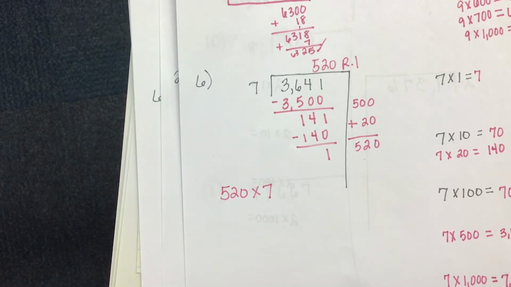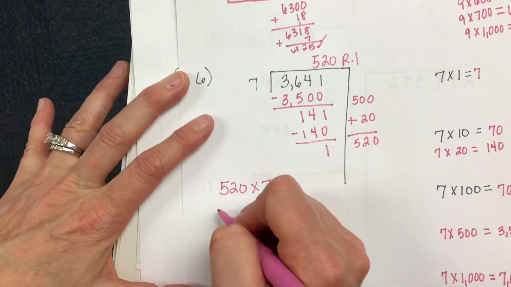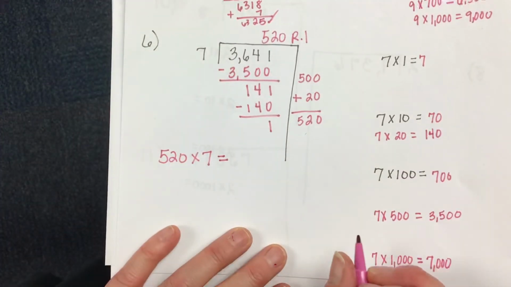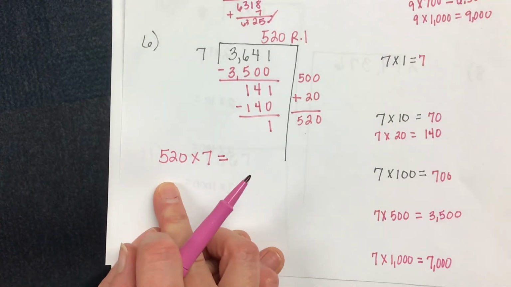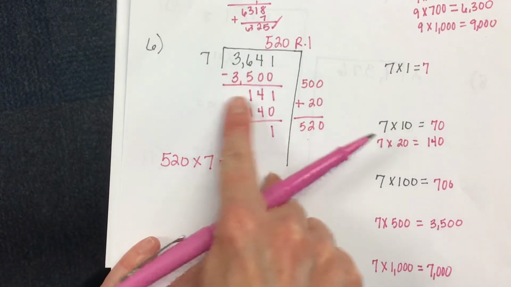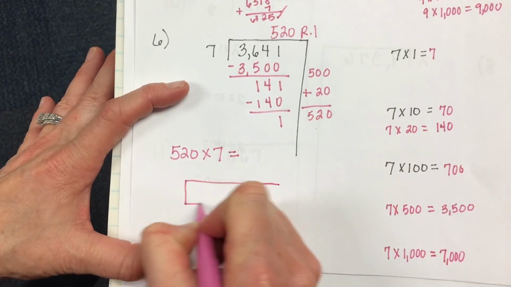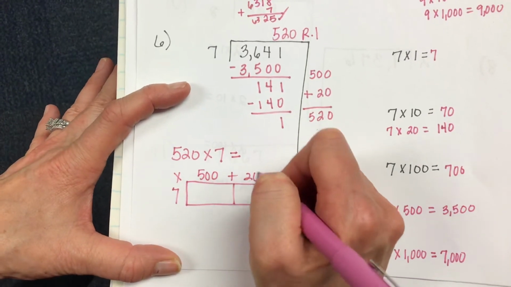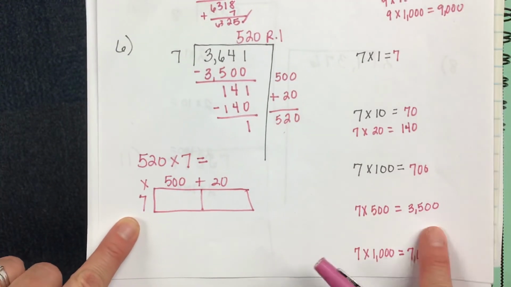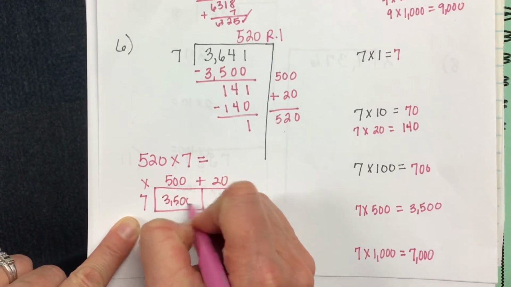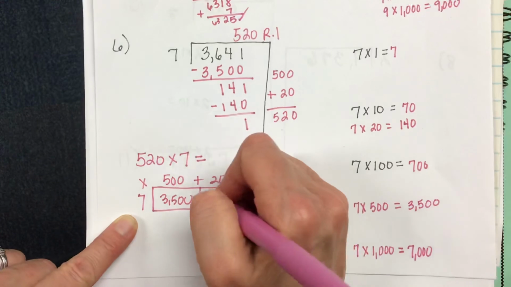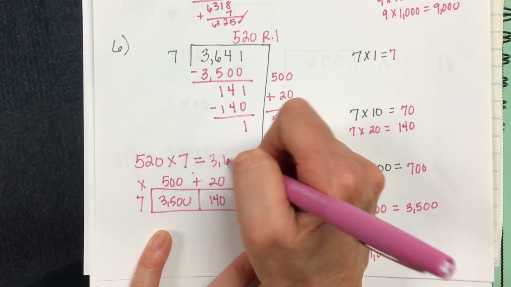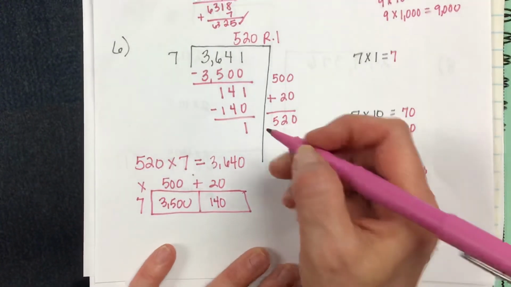Okay, what did you get, Eli, when you did 520 times 7? 3,600. 3,640. So again, if we break it apart like this, I already had 7 times 500 over here. And I also already had 7 times 20 over here. So when we add that together, we get 3,640.